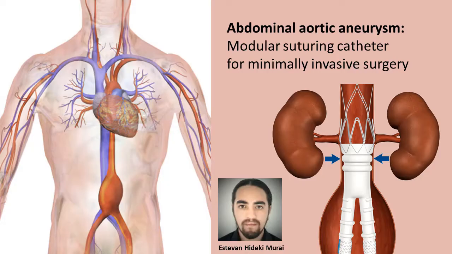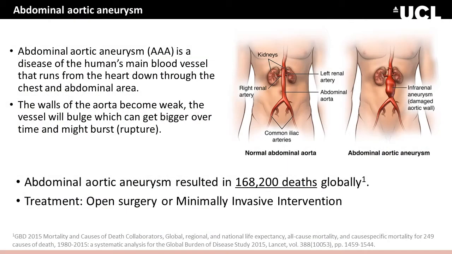Furthermore, we have been looking into a modular suturing catheter for the treatment of abdominal aortic aneurysm. Abdominal aortic aneurysm is a disease of the human's main blood vessel that runs from the heart down through the chest and abdominal area. The walls of the aorta become weak, the vessel will bulge, which can get bigger over time and might burst.